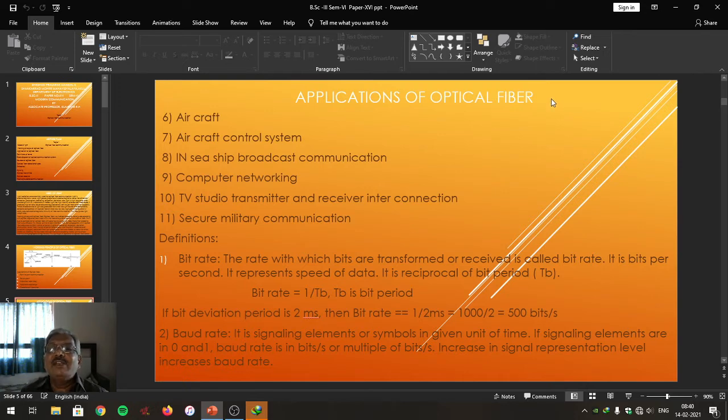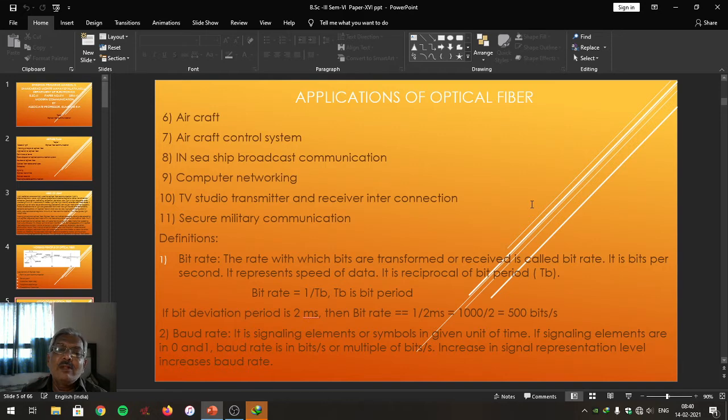Thus, we concluded that fiber optical communication takes place due to total internal reflection that is taking place within the fiber. After that, we have studied the applications of optical fiber. What are the areas where the optical fibers are being used? Almost now we have covered 11 areas.